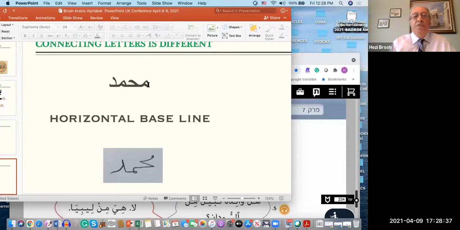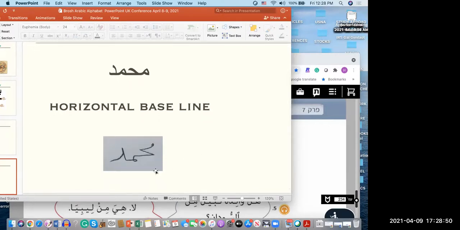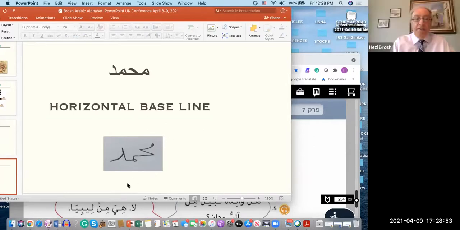The print is written, the letters are written on a horizontal baseline. They are all on the same line, horizontal. Look at the script. The baseline is not horizontal, but it's rather diagonal, and there are like 3 stories in this word. That's 1 level, 2nd level, 3rd level. And it's written like this. That's the baseline.